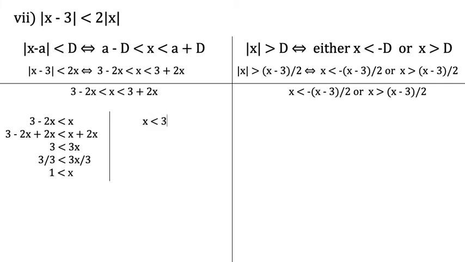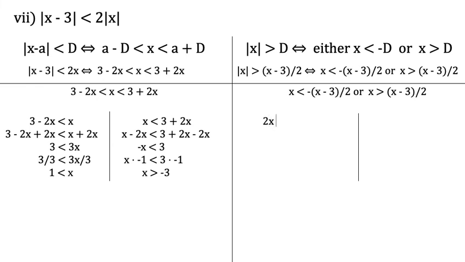The right-hand side of this equation would give us x is less than 3 plus 2x. Removing the 2x again, we would get x minus 2x is less than 3 plus 2x minus 2x, leaving us with minus x is less than 3. If we times both sides by negative 1, we'd get x times negative 1 is less than 3 times negative 1. Overall, we get x is greater than negative 3.